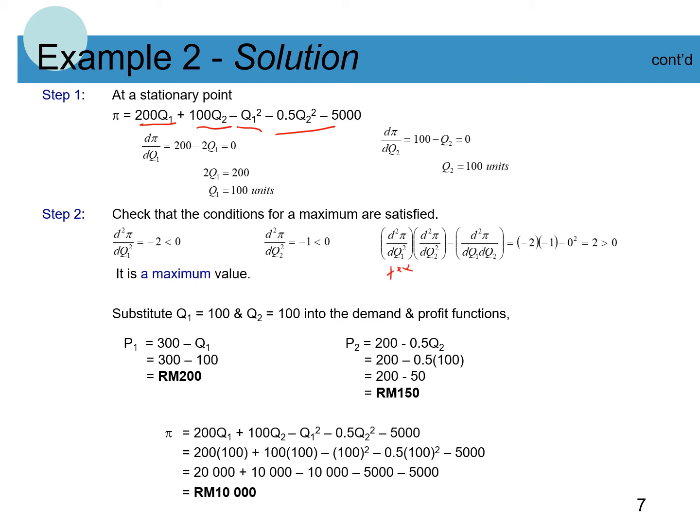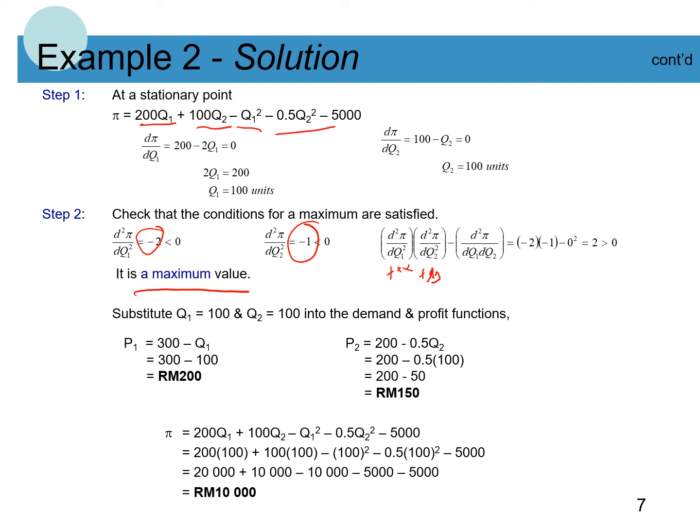Then we test fxx, that is given by d2 pi over dQ1 square, times fyy, that is given by d2 pi over dQ2 square, then minus fxy square, that is d2 pi over dQ1 dQ2 squared. Okay, therefore it is equal to negative 2 multiplied by negative 1, then minus 0 square, equal to 2, that is greater than 0. Therefore, based on this test, we found that the conditions for maximum are satisfied.